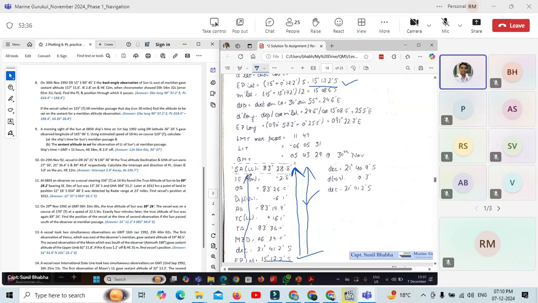What you do, beta, in the PRACNAP book, there is a chapter on computation of altitudes. Just go to that chapter. In that, you have the first solved example where they have computed the sextant meridian altitude of the sun. Just have a look at that solved example. You will understand. If there's still any doubt, let me know tomorrow.